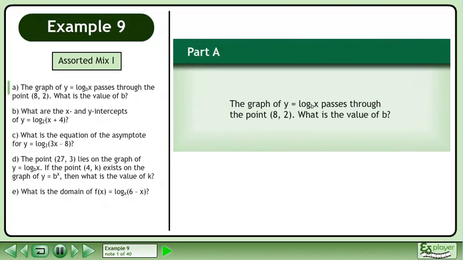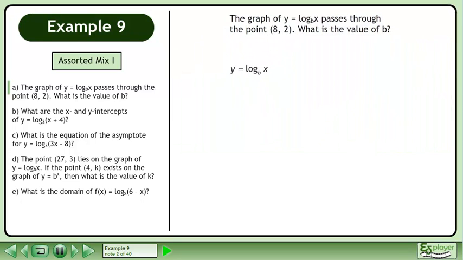In this example, we will solve an assorted mix of questions. In part A, the graph of y equals the base b logarithm of x passes through the point (8, 2). What is the value of b? Begin with y equals the base b logarithm of x. Plug the x and y values into the function and solve for b.